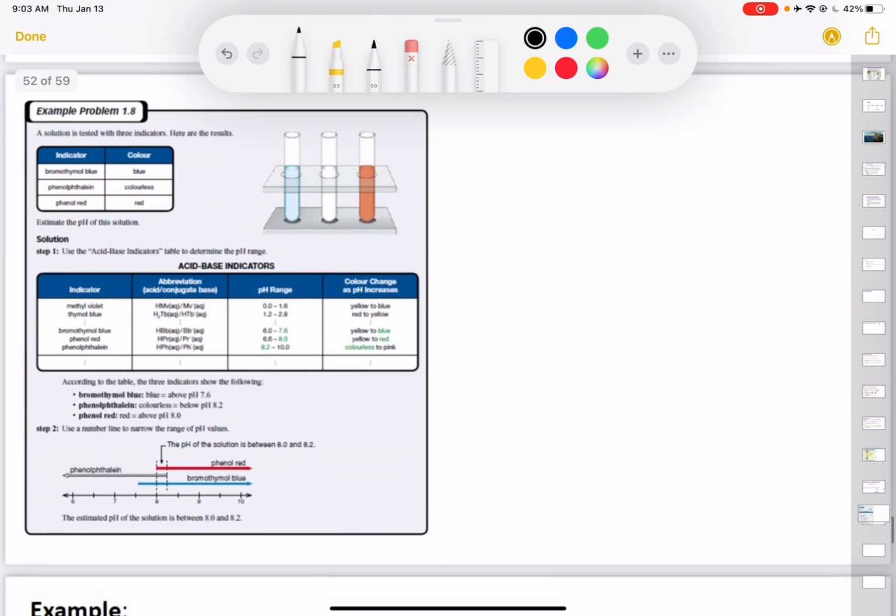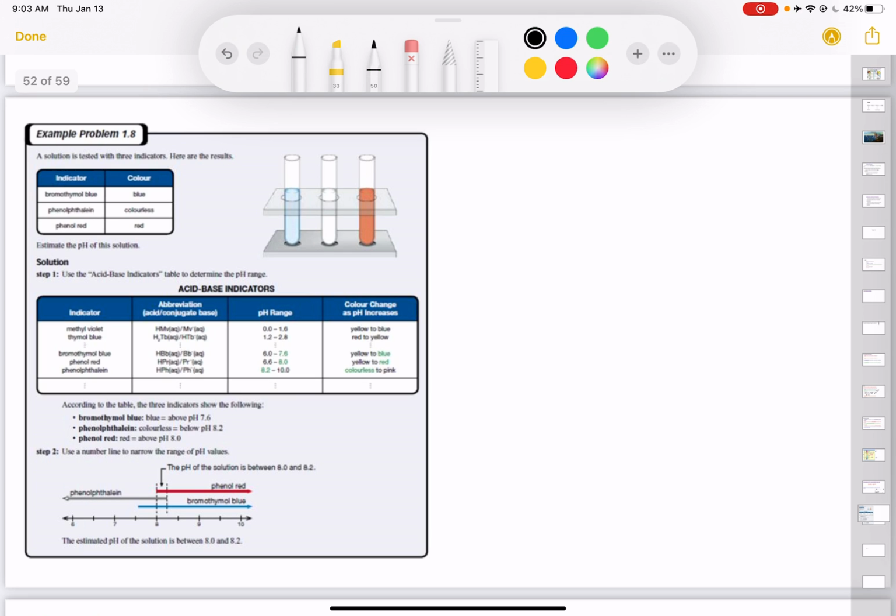Okay, so we're going to do an example question here on how you would use this information to figure things out when we're doing this in a lab. And hopefully next week, if we have time, we can do a lab on this. It says a solution is tested with 3 indicators. Here are the results. So we've got some unknown solution, but we've got some results from it. The first thing I'm going to do is draw a line, mostly because I want to zero in on where this solution is.